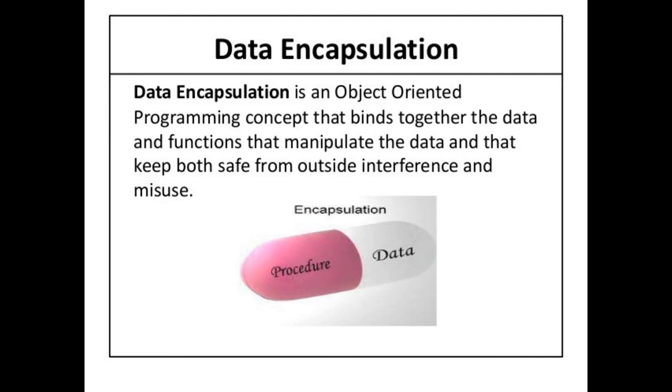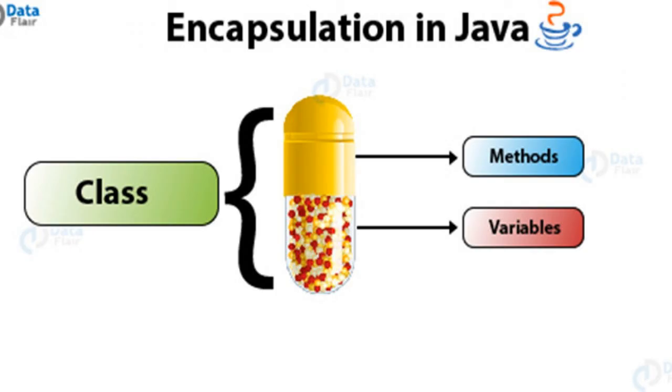The next one, encapsulation. The system of wrapping data and functions into a single unit is known as encapsulation. It provides data security as well as hiding. For example, consider a capsule. So all the medicines are encapsulated inside a capsule. Likewise, a class is encapsulating its variables and methods.